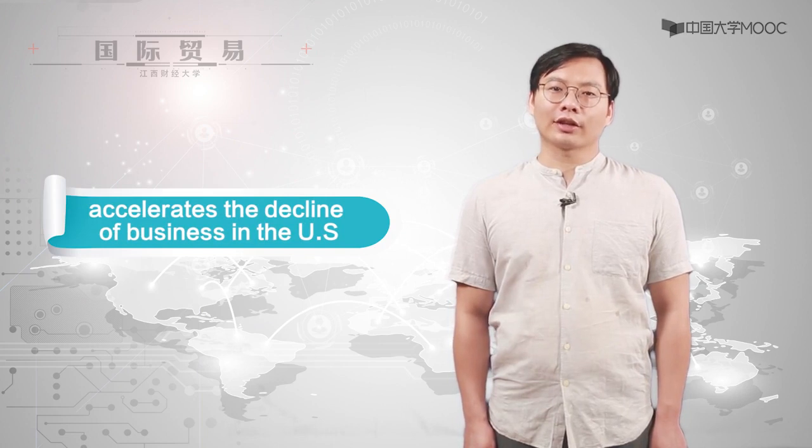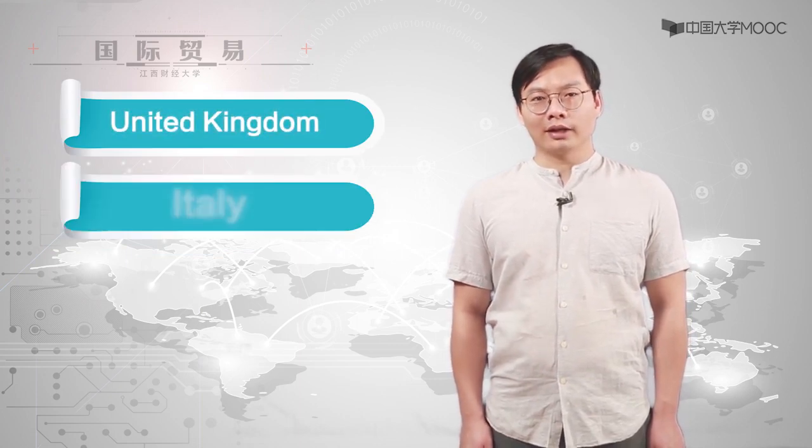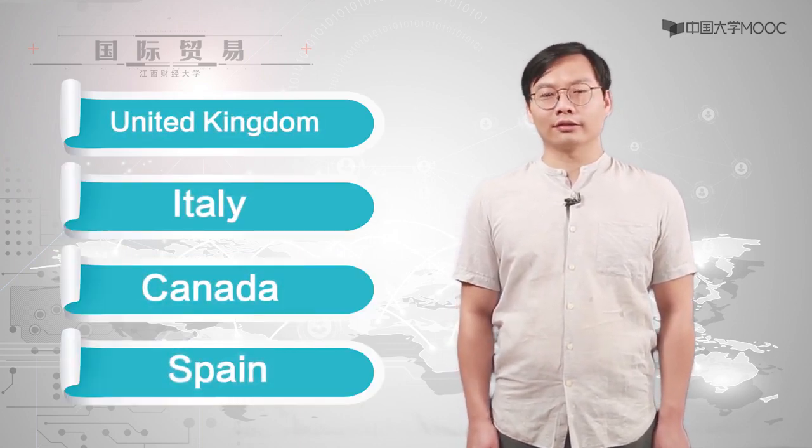As a matter of fact, it accelerated the decline of business in the U.S. What is worse is that this act promoted retaliation. Other countries implemented similar tariff barriers against the U.S., such as the United Kingdom, Italy, Canada, and Spain. For example, Spain increased their duties on automobiles, tires, tubes, and motion pictures from the United States.